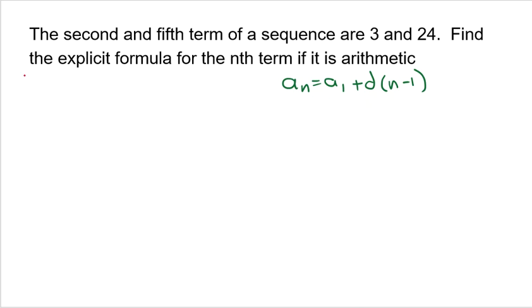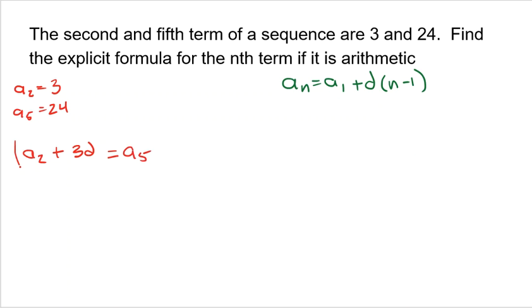So here's what I know. I know the second term is 3 and the fifth term is 24. So the question is, how can I find the common difference? Because you need two consecutive terms to see that common difference. Well, we can with a little bit of algebra. If I am the second term, how many differences do I need to get to the fifth term? That'd be 3 differences. One difference will take me to the third term, a second difference will take me to the fourth term, and a third difference will take me to the fifth term. So the second term plus 3 differences gets me to the fifth term.